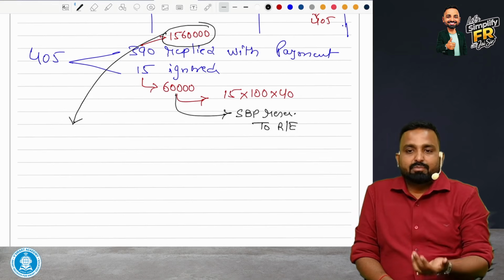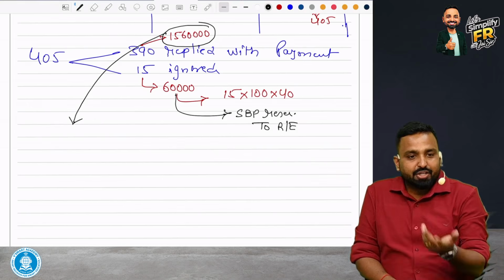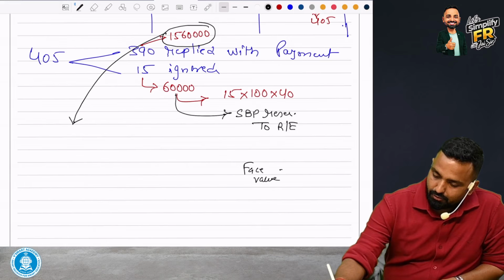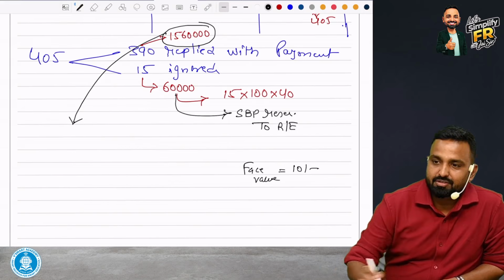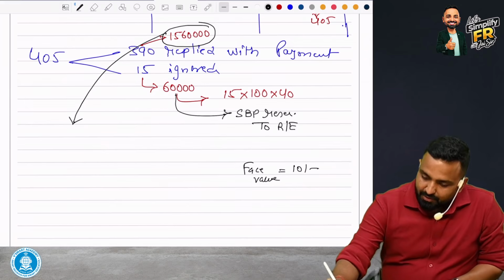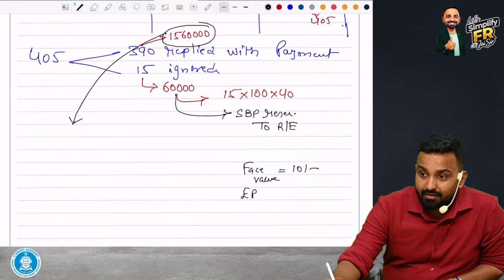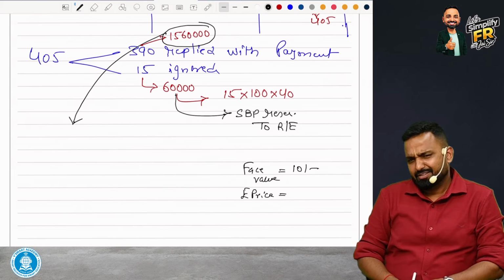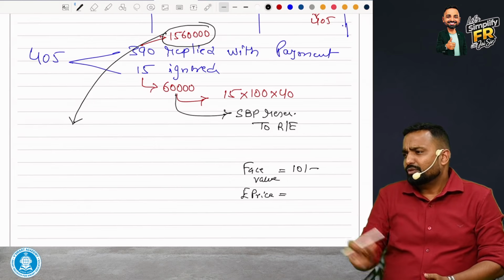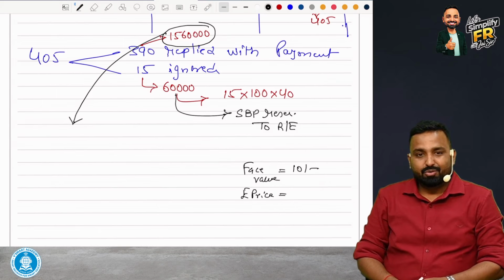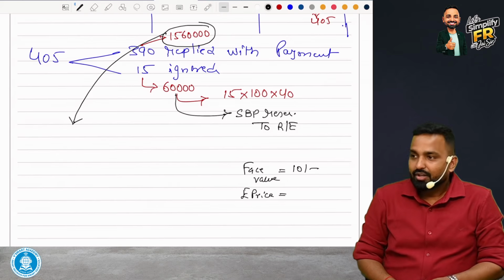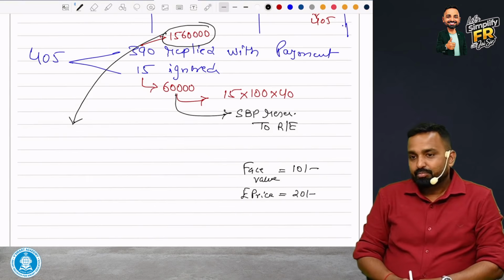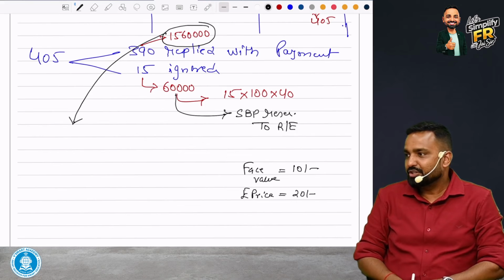Let me give you some more information, because without it you can't do the entry. The face value of the share is 10 rupees. The exercise price, I'm asking 20. The 40 was the fair value. That means you need to pay me 20 rupees for every share.